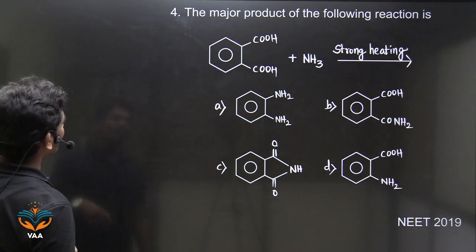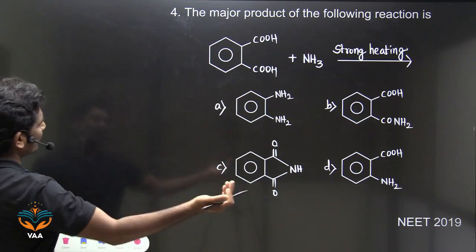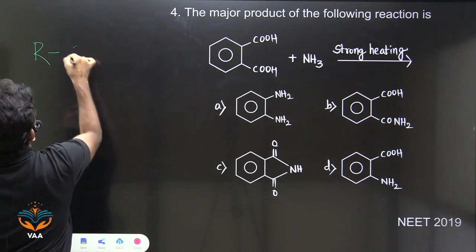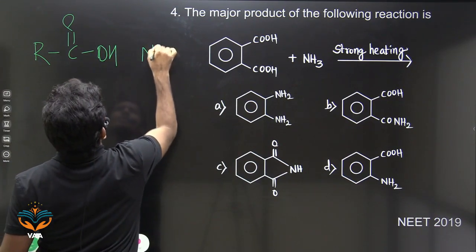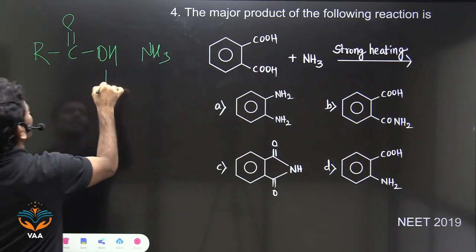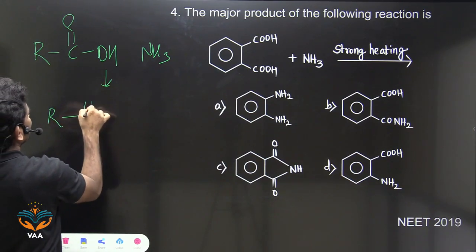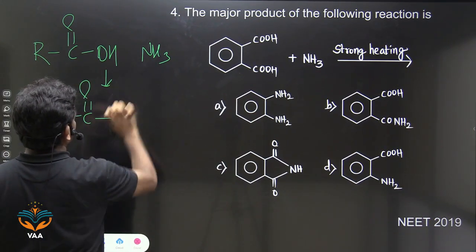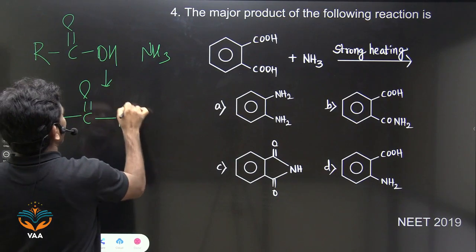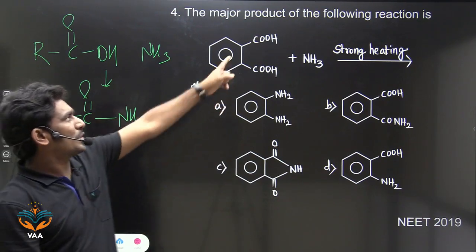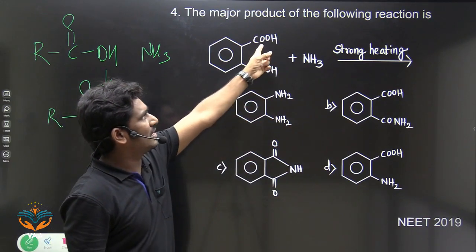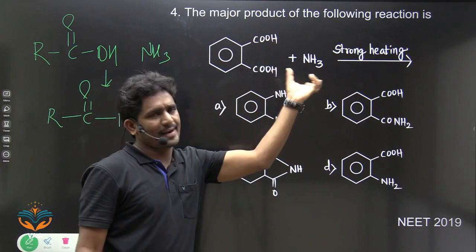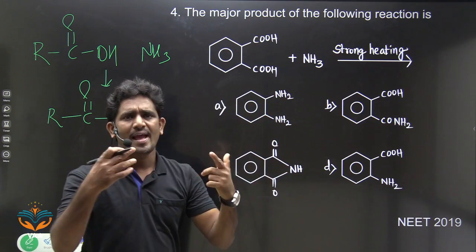Look here. When carboxylic acids are treated with ammonia, what will you get? You will get amides. You will get amides like this, right? There are two carboxyl groups, so again amides will form. Here, this OH is replaced by the NH2 group, and this OH is also replaced by the NH2 group.